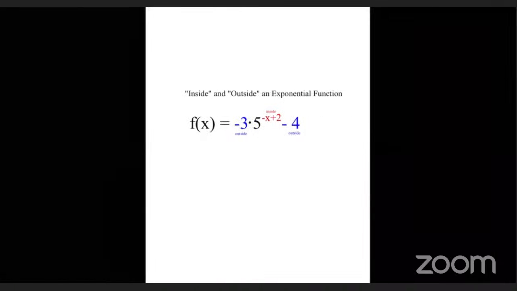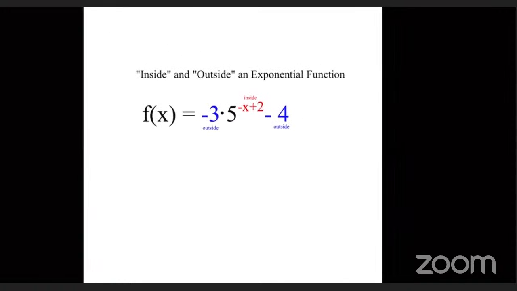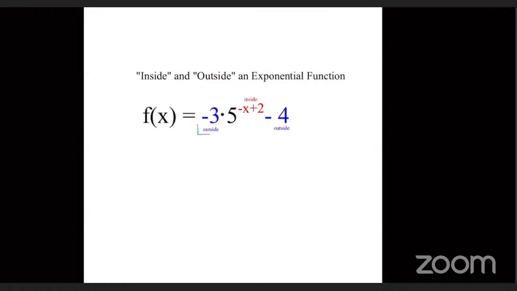So let's just talk the basics of transformations. As we remind ourselves of transformations, we always talked about things being inside and outside of our function. So what's inside and outside of an exponential function? Outside would be anything that you see multiplying in front, like this -3. So that would be like an ROX and a vertical stretch by 3. Anything added or subtracted, and it could be in front or behind, would be like our ROX or ROY.